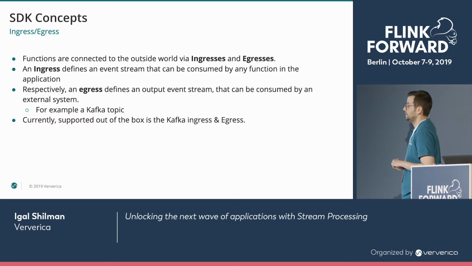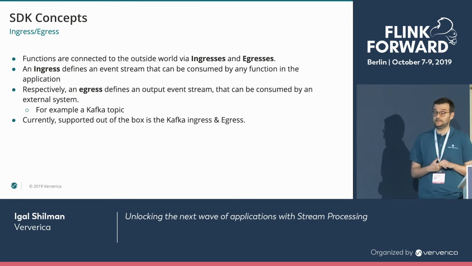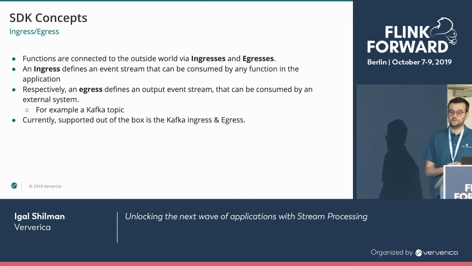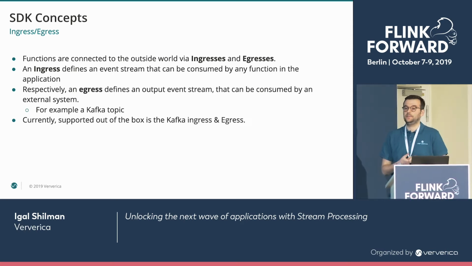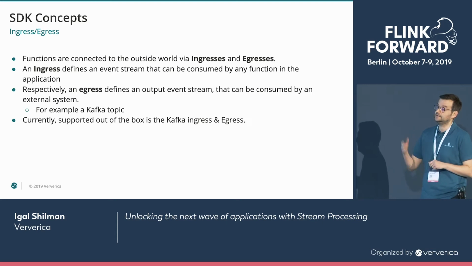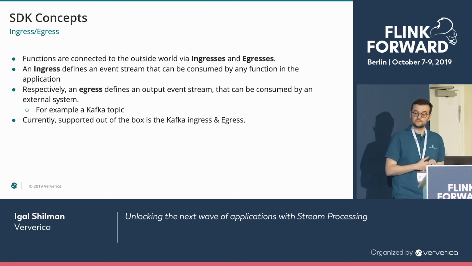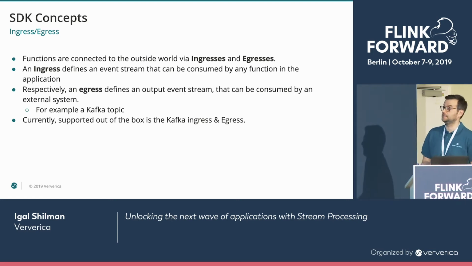And what we currently support out of the box is Kafka for an ingress and an egress. So that would be a part of the SDK. But of course, you can use essentially any Flink source or sink as an ingress or an egress as well.